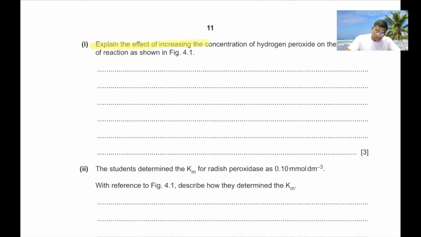Explain the effect of increasing the concentration of hydrogen peroxide on the initial rate of reaction as shown in figure 4.1. The rate of the reaction increases as substrate concentration increases to 0.35 millimole per dm cube, as some active sites are not occupied. The higher the concentration, the more collisions between enzyme and substrate, and above 0.35 millimole per dm cube, all active sites are occupied. At low substrate concentration, enzyme concentration was not the limiting factor. However, at higher substrate concentration, enzyme concentration becomes the limiting factor.